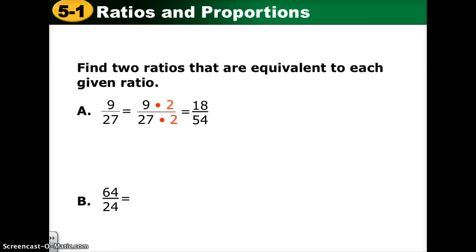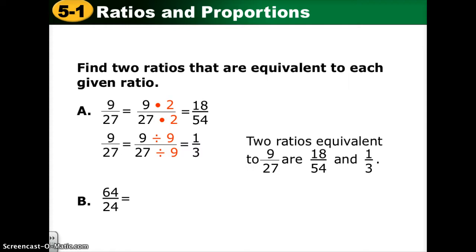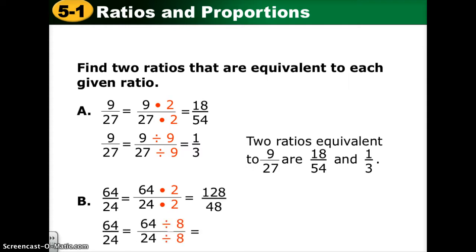18/54 would be considered equivalent to 9/27. It's possible that we could divide and get 1/3 if we divided both by 9. We could do the same thing for 6/24 and multiply by 2. We could divide by 8.